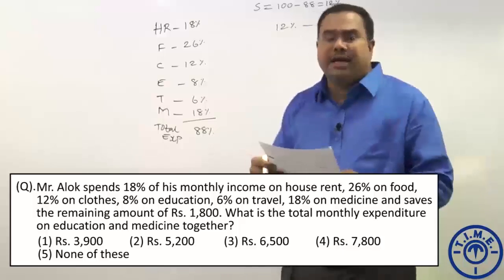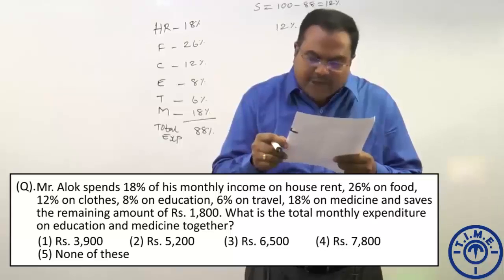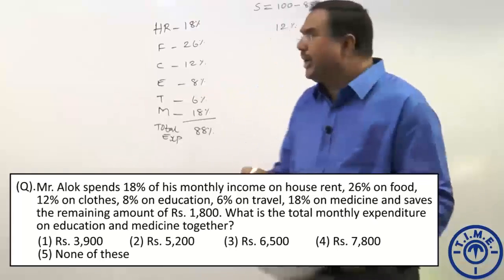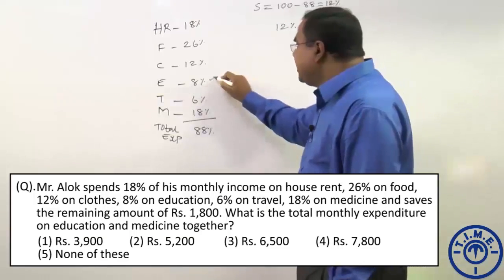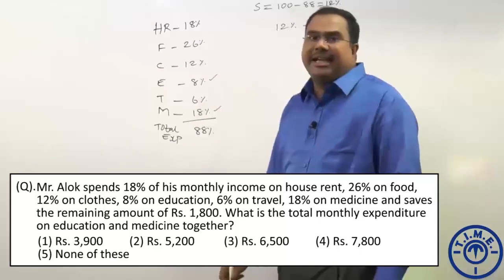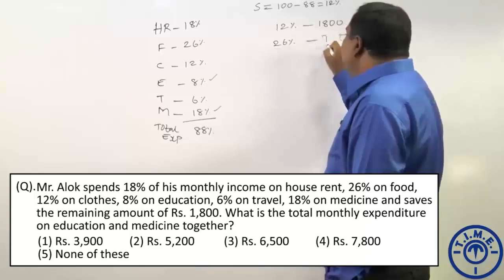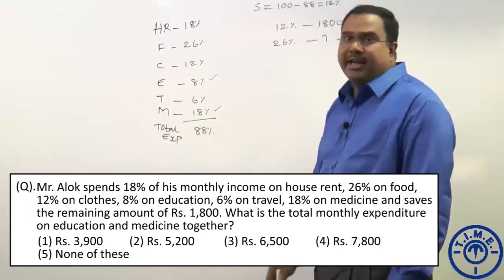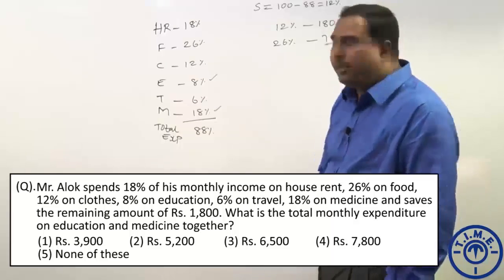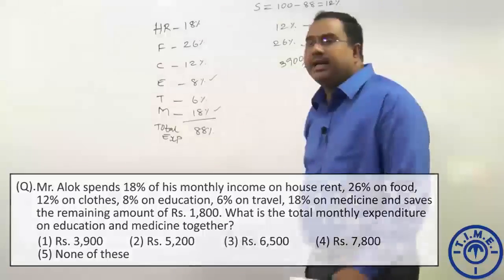Now, what is the question? Find the monthly expenditure on education and medicine together. Education is 8%, medicine is 18%. So, 8 plus 18 is a total of 26%. So, 12% is 1800. So, 26% would be how much? On simplifying this, we get 3900.